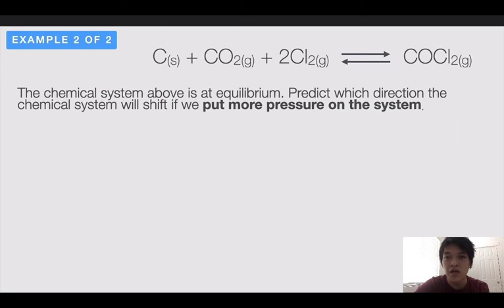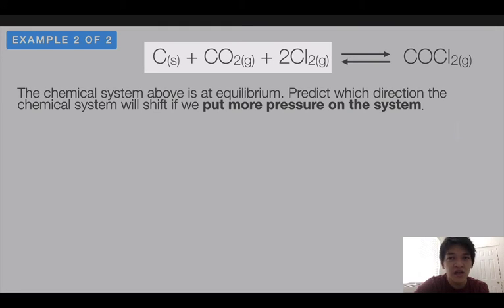Here's the second example. The chemical system above is at equilibrium. Predict which direction the chemical system will shift if we put more pressure on the system. So the stress here is that there's too much pressure. Let's figure out which direction the equilibrium should shift to lower the pressure back. In other words, we want to figure out which side of the chemical equation has fewer gas molecules. Take another 5 seconds to figure out how many gas molecules are on the reactant side and how many gas molecules are on the product side.